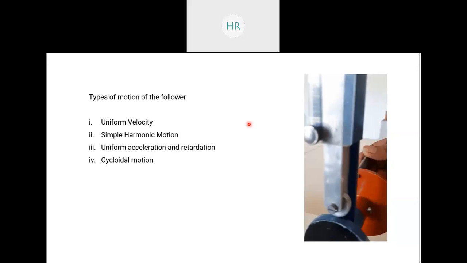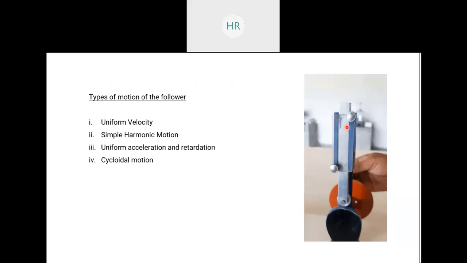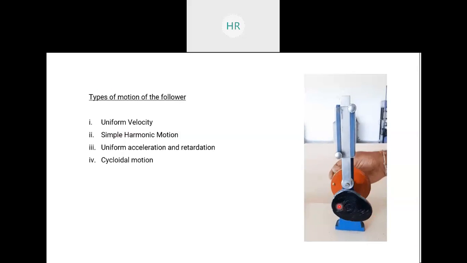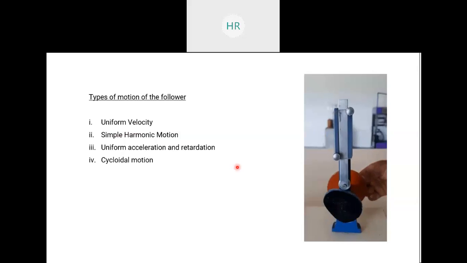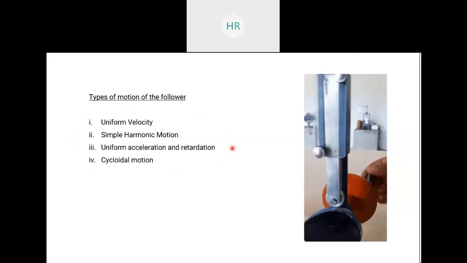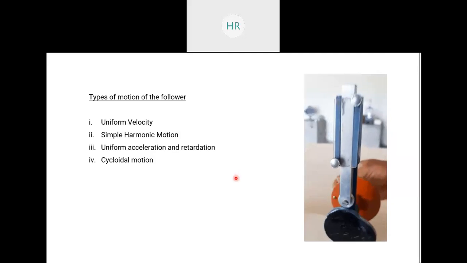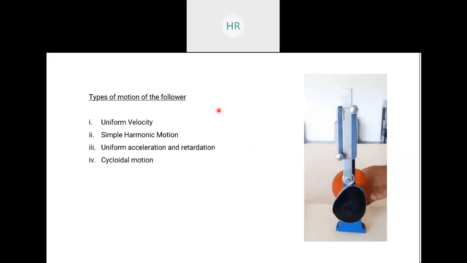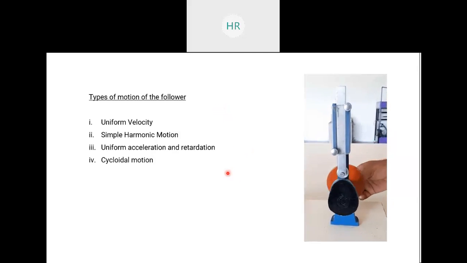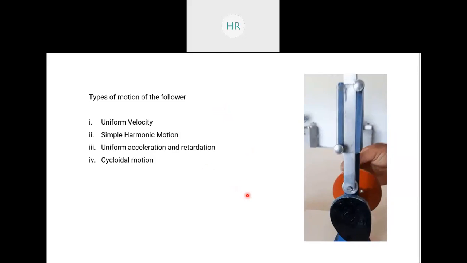So let's have a look at the first one, that is uniform velocity motion. Motion of the follower with uniform velocity means जो यहाँ पे move हो रहा है that is moving with uniform velocity. So at that time which kind of cam profile can be generated? So first we will see the displacement diagrams for all these four motions. Then we will go to cam profile designing. Okay, so first हमने जो चार मोशन है वो अंडरस्टैंड करेंगे और उसके बेस पे जो डिस्प्लेसमेंट डायग्राम है वो कंस्ट्रक्ट करेंगे.